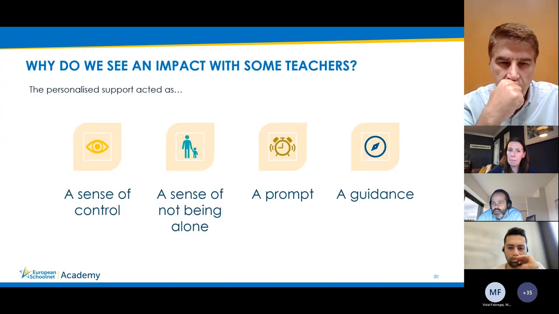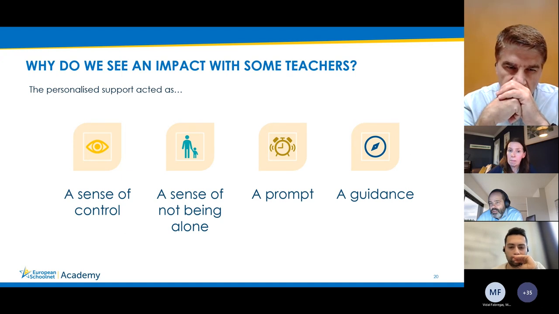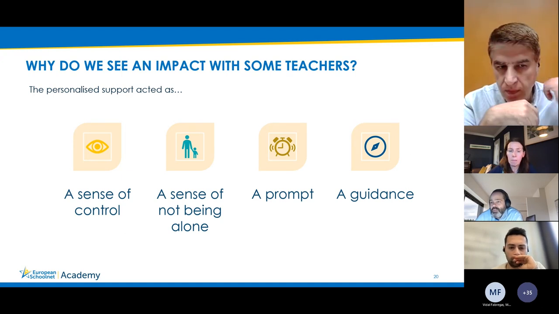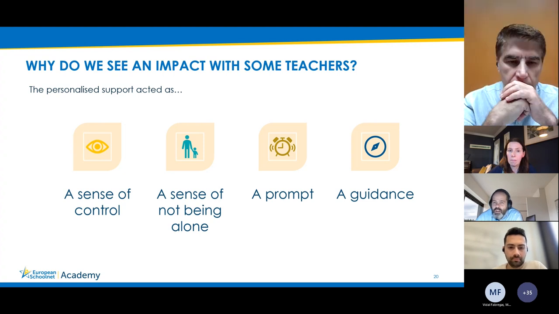Now, the question is, why did this work, even though these teachers never really responded to the support offer? Well, again, we can only assume here, but we concluded that it must have been a mix of these four different elements.